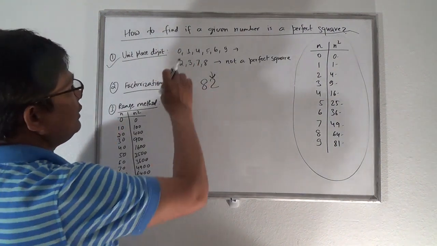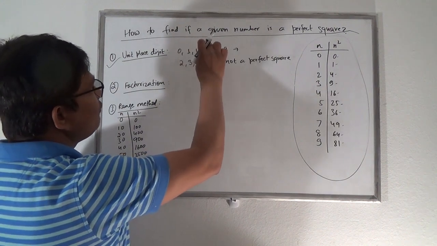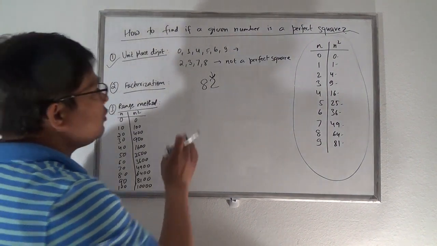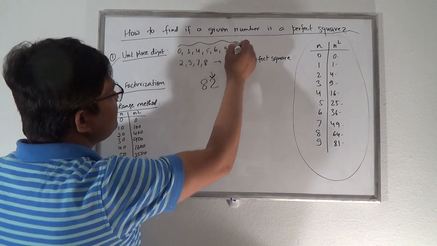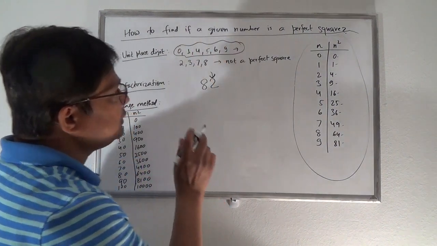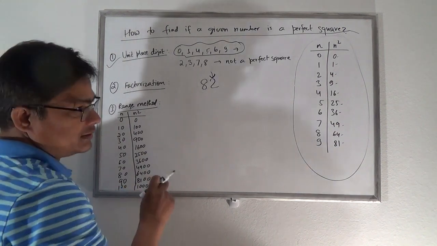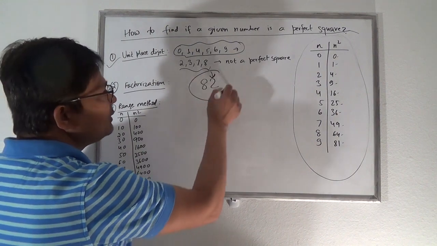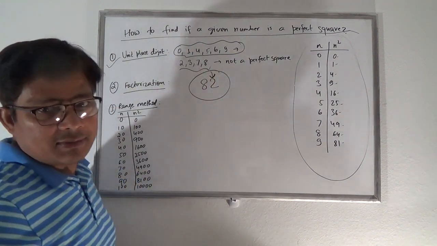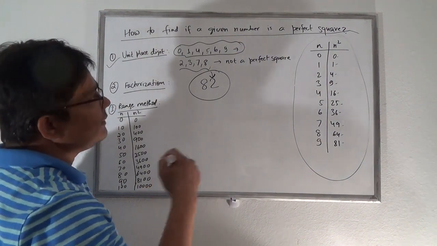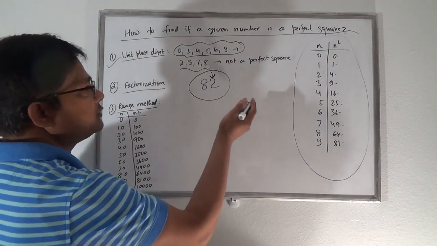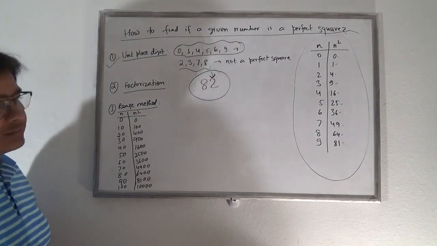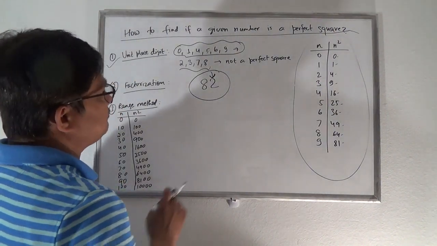But if it has 0, 1, 4, 5, 6 or 9, it can be a perfect square or it cannot be a perfect square. So only if you have one of these digits at the unit place, then you start looking into its factors. If you have 2, 3, 7, 8, don't even think about factorization or applying some other method. You can just say it's not a perfect square because it has 2, 3, 7 or 8 at the unit place. Now look at the second approach.